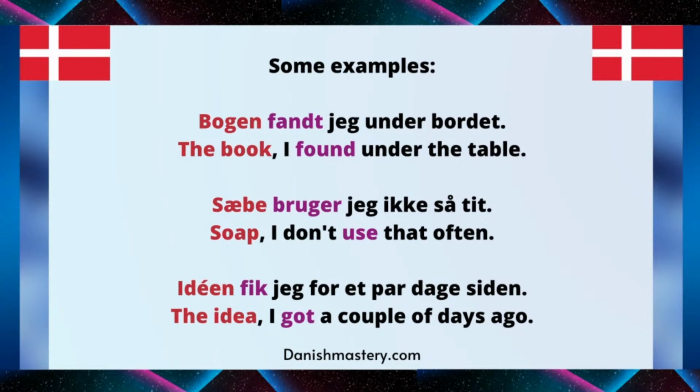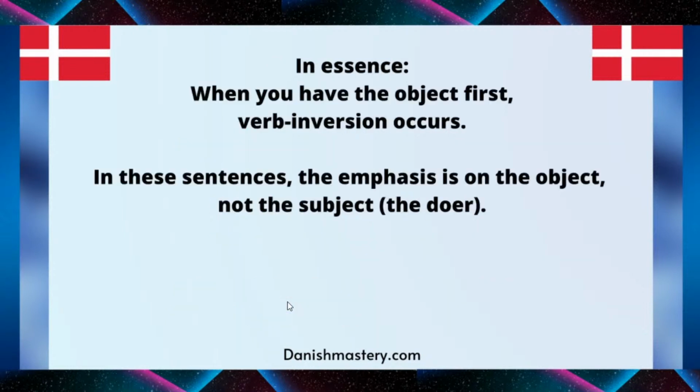Alright, cool. So, in essence, when you have the object first, verb inversion occurs. So in these sentences, the emphasis is on the object, not the subject. And the subject is the doer, the active party, the one acting. I know it sounds kind of technical, but it's really not. If you can get past the grammar terms, that'll help you a lot. Because it's kind of beautiful and it makes it easier.